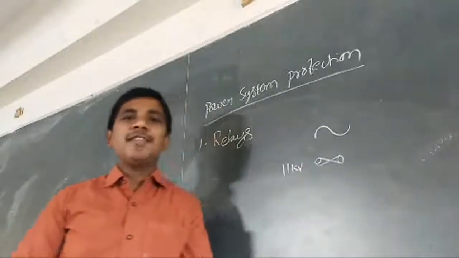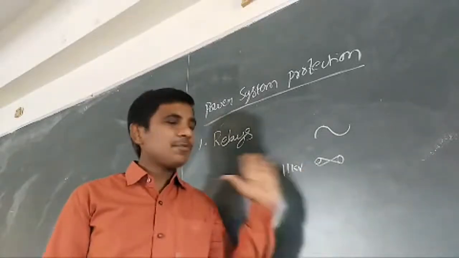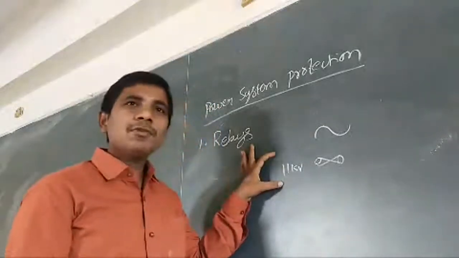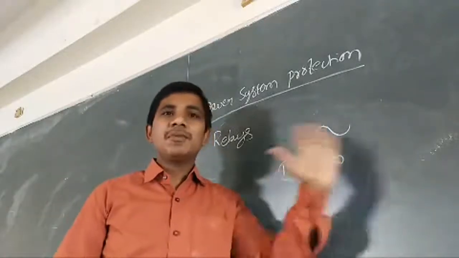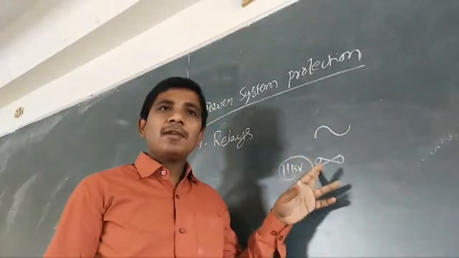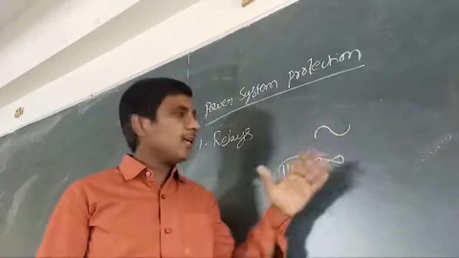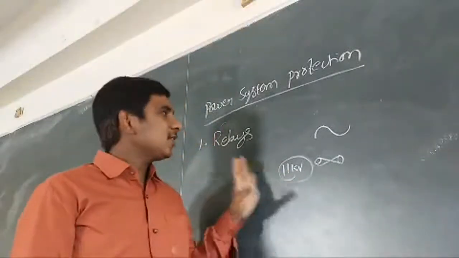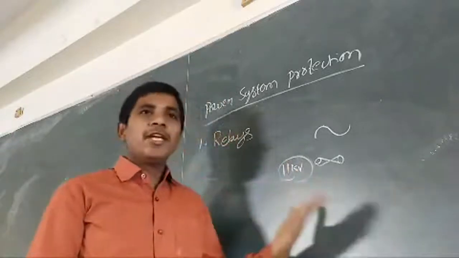If you go to a substation, there is no fuse. For substations there will be no fuse. Up to 11 kV only we use fuses, for example the distribution transformer in our houses. Above 11 kV, at 33 kV or 420 kV, we do not use fuses. Instead, relays, circuit breakers, and lightning arresters protect the power system.